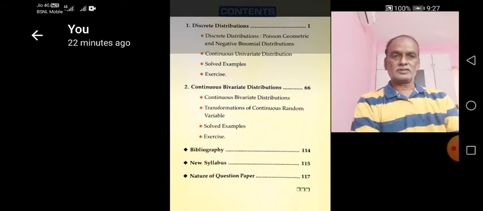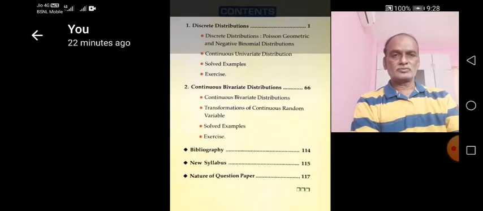Now in this paper we have to study some distributions which are defined on countably infinite sample space. That means the number of elements in the sample space we can count, as there is a one-to-one correspondence with the sample points in the sample space. So 3 distributions we have to study. One is Poisson, second geometric, and third is negative binomial.